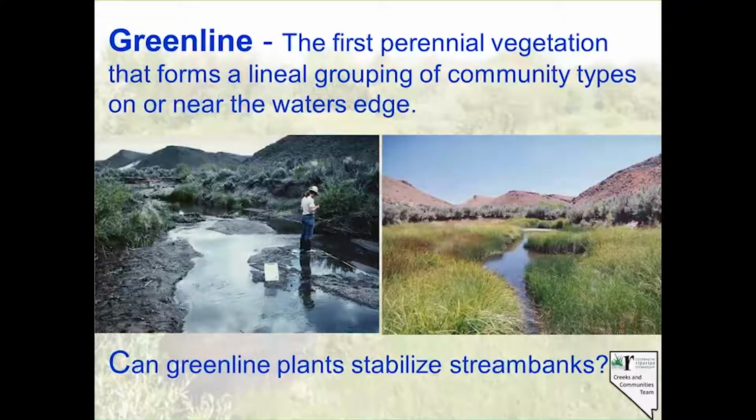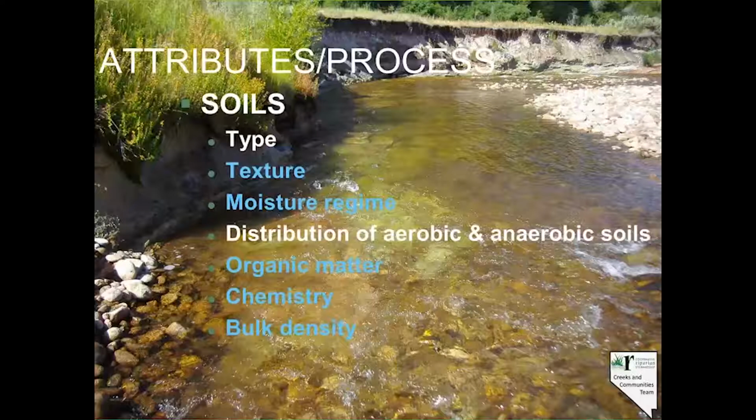And then the last leg of the stool here is soils. So we look at type and texture. So are we fine-grained, are we coarse-grained? Is it alluvial, colluvial, lacustrine deposits? How were they put there?